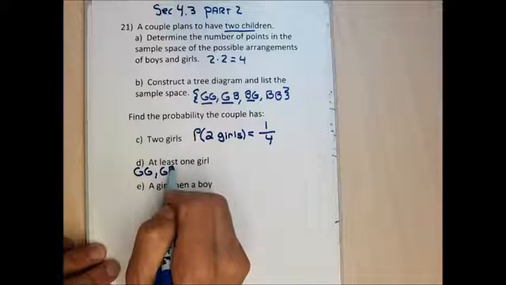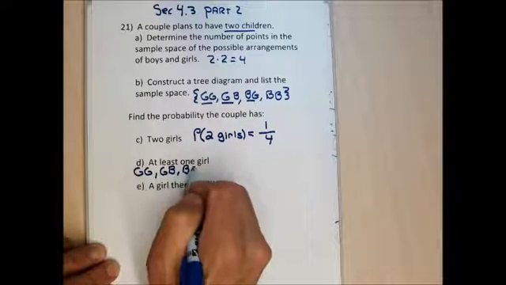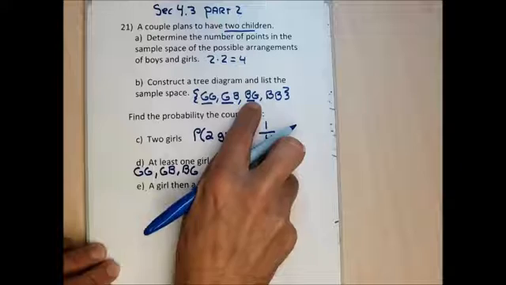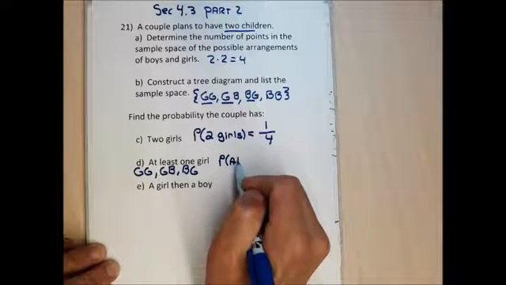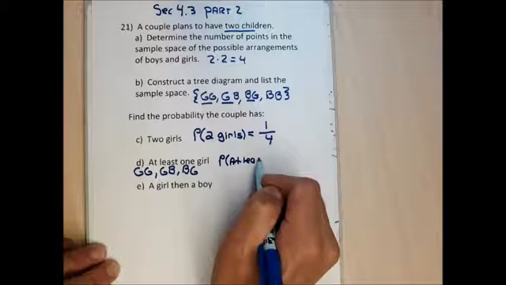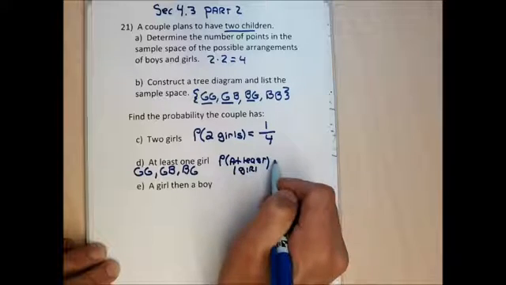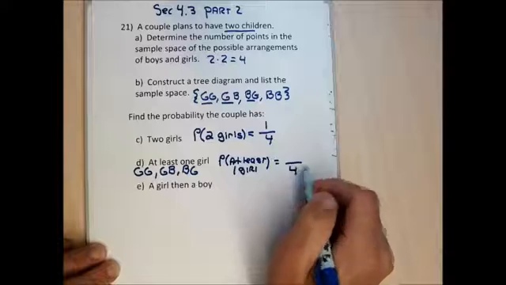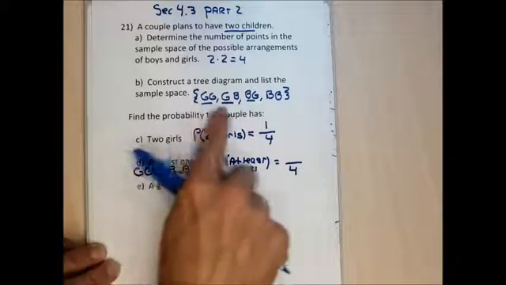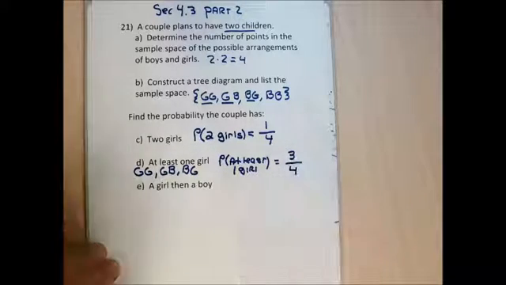The girl-boy classifies as at least one girl because there's a girl. And the boy-girl classifies as at least one girl because there's a girl. So the probability that you have at least one girl is going to be a fraction. I know the denominator of the fraction is 4 because there's 4 items in the sample space. The numerator is the number of items in the sample space that have the desired characteristic. In this case, it's 3. So the probability that we have at least one girl would be 3 over 4.